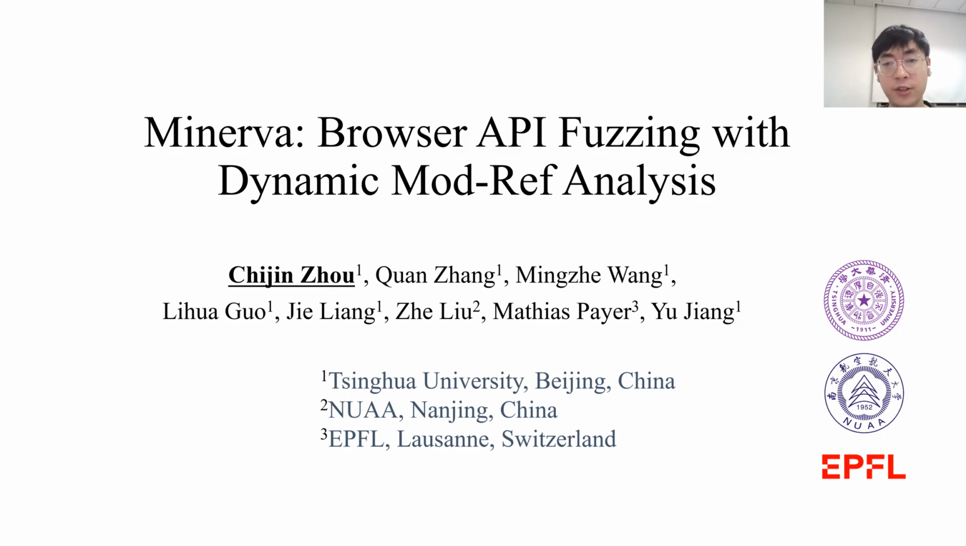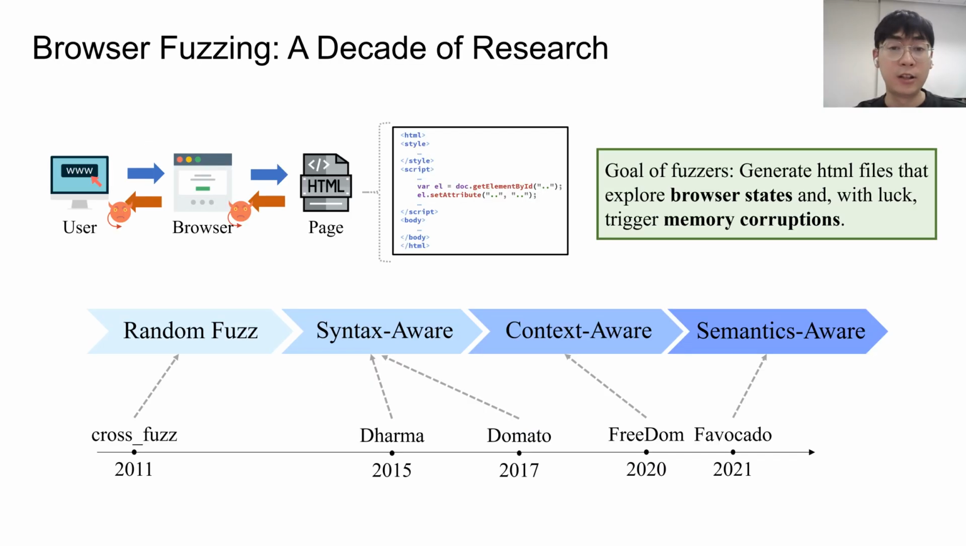Here I'm going to introduce our recent research on browser API fuzzing. There are lots of works on fuzzing individual submodules of browsers, like fuzzing JavaScript engines. But today, we focus on the whole browser fuzzing.